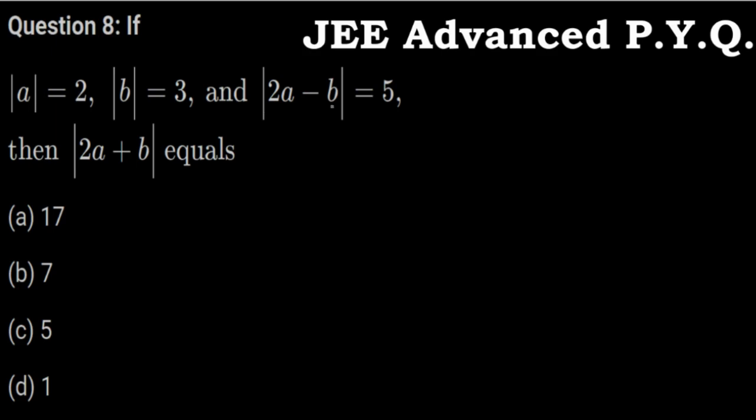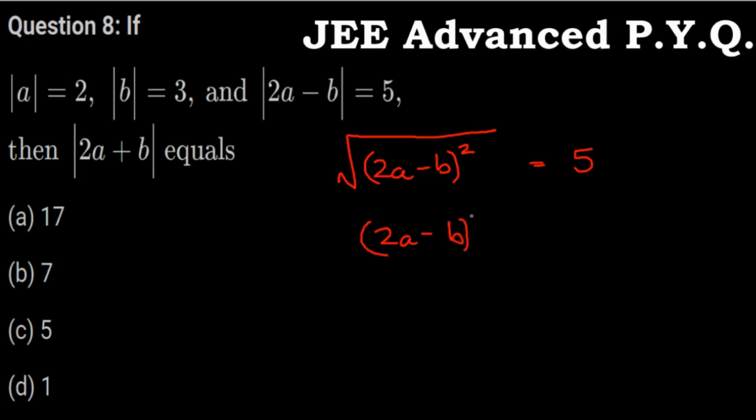So what does this mean? It means that the square root of (2A minus B) whole squared, so this quantity over here, is equal to 5. Let's square both sides so we can get rid of the square root. And what would that give us? Well, it's pretty simple. The square root goes away over here, and (2A minus B) squared is equal to 25.